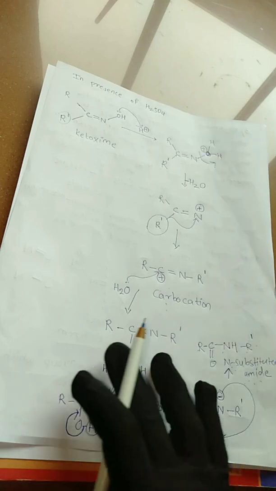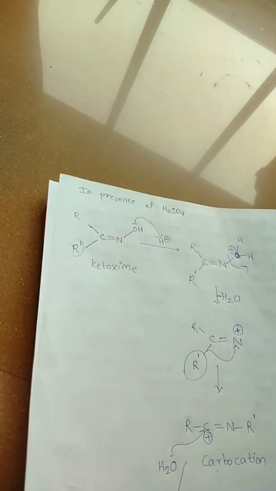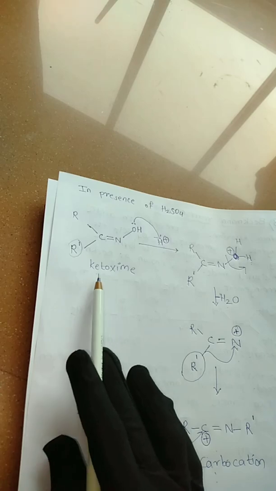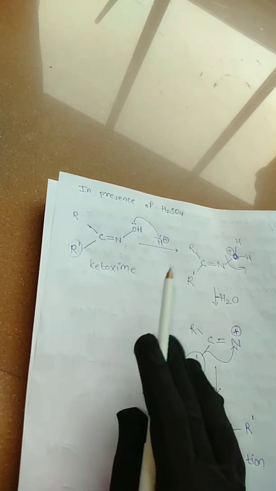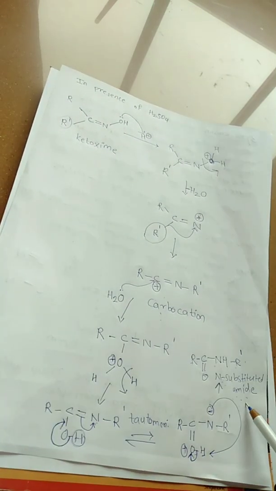Just note down that in the Beckmann rearrangement, by taking ketoxime in the presence of concentrated H2SO4, you will get N substituted amide, and in the presence of PCl5 also you will get N substituted amide.